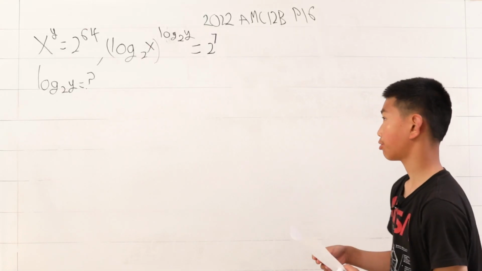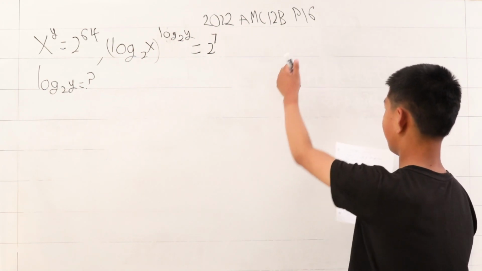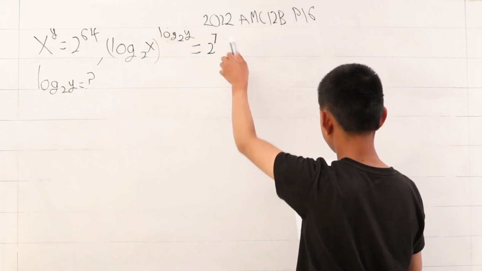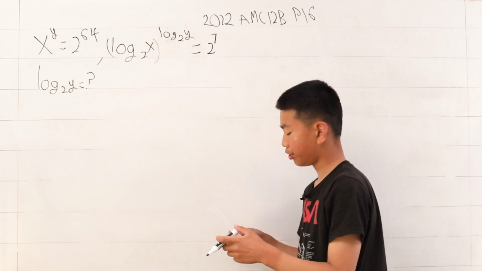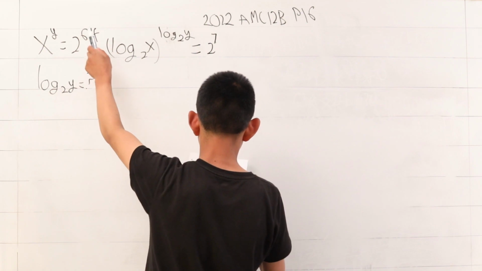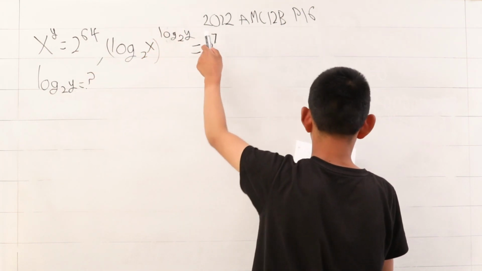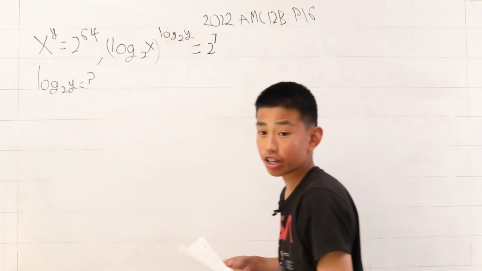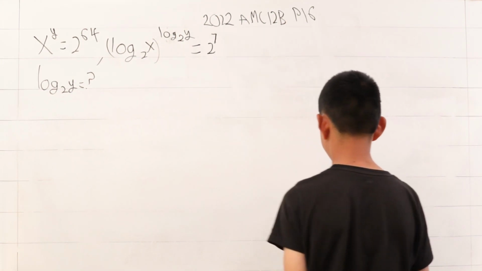Today we are going to explain a logarithm problem from problem 16 of the AMC 12B of 2022. Suppose x and y are positive real numbers such that x to the power of y is 2 to the power of 64 and (log base 2 of x) to the power of (log base 2 of y) is 2 to the power of 7. And we want to find the greatest value of log base 2 of y.